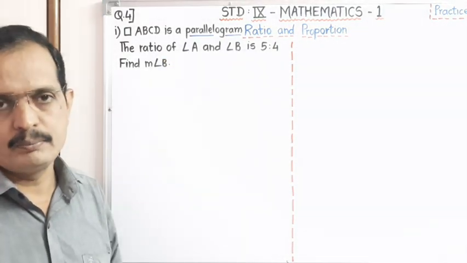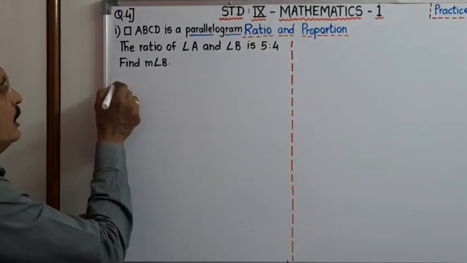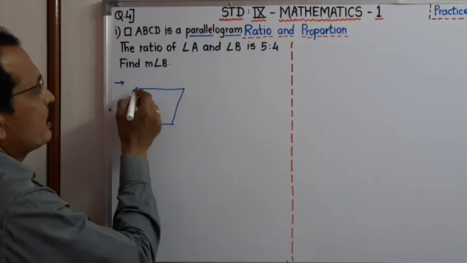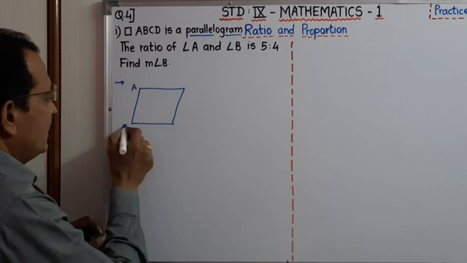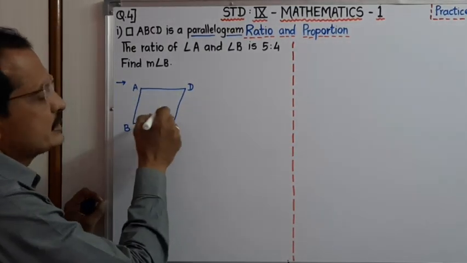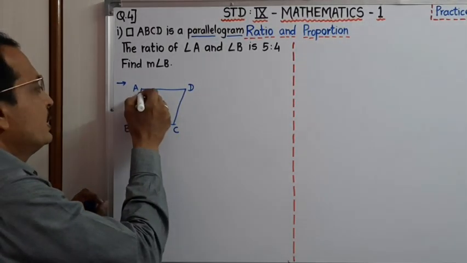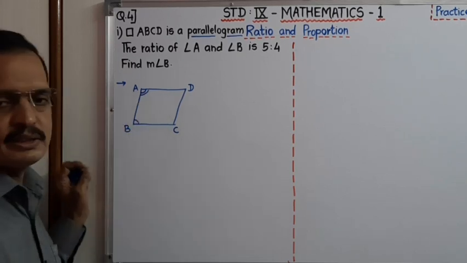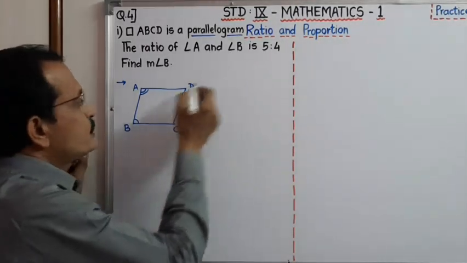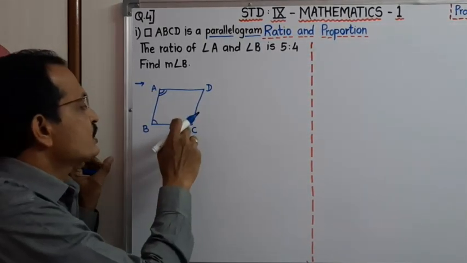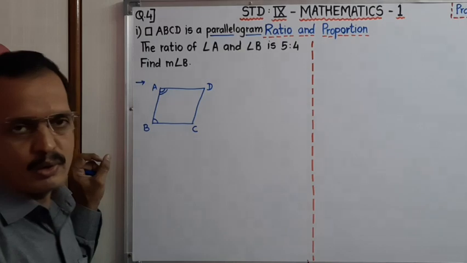For that purpose, suppose I draw one figure here, a parallelogram. In this parallelogram, this is angle A, angle B, angle C and angle D. Now see dear students, it is a parallelogram and the ratio of angle A to angle B is given. The ratio is 5:4. Now to solve this, we must know the relation between these two angles of this parallelogram.